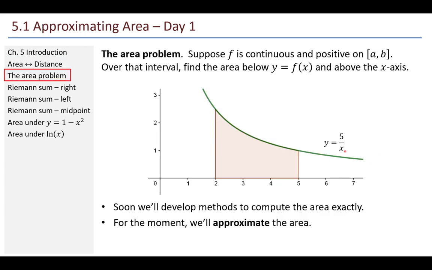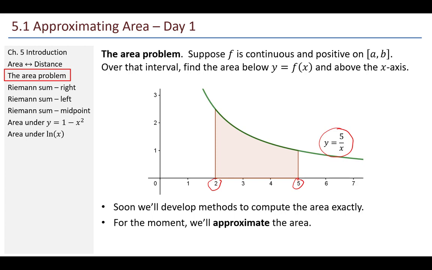So here is the area problem. Suppose my function f is continuous and positive on a closed interval from a to b. Over that interval, find the area below y equals f of x and above the x-axis. And it seems like we ought to be able to do that. If I know that this function really is 5 over x, and I want to find the area between 2 and 5, there ought to be some way to do that. And we will develop methods to compute this area exactly.